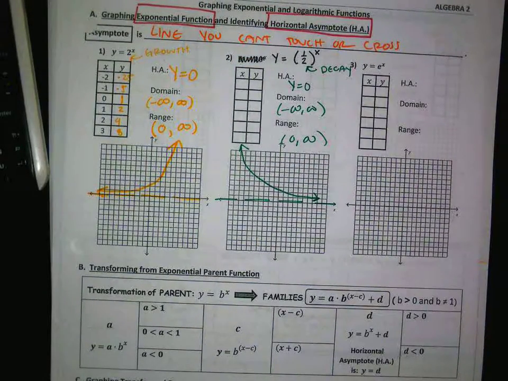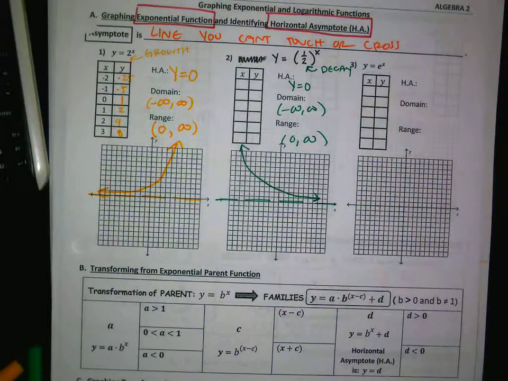Wait, why is the asymptote on here? I'll explain more where the asymptote is in a little bit.